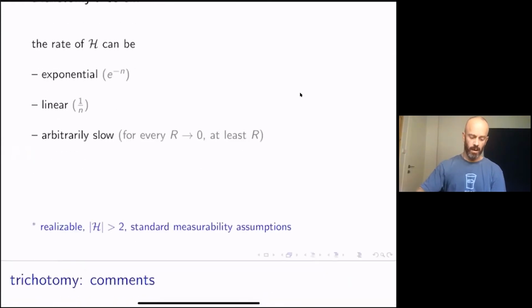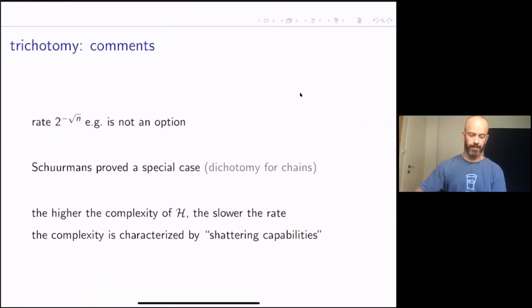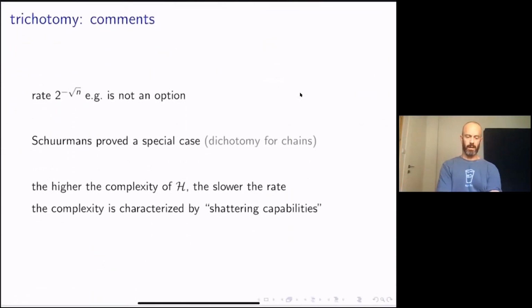So again, there are 3 comments. First, the conclusion from this theorem is that the rate cannot be this function. Such a rate is not an option.